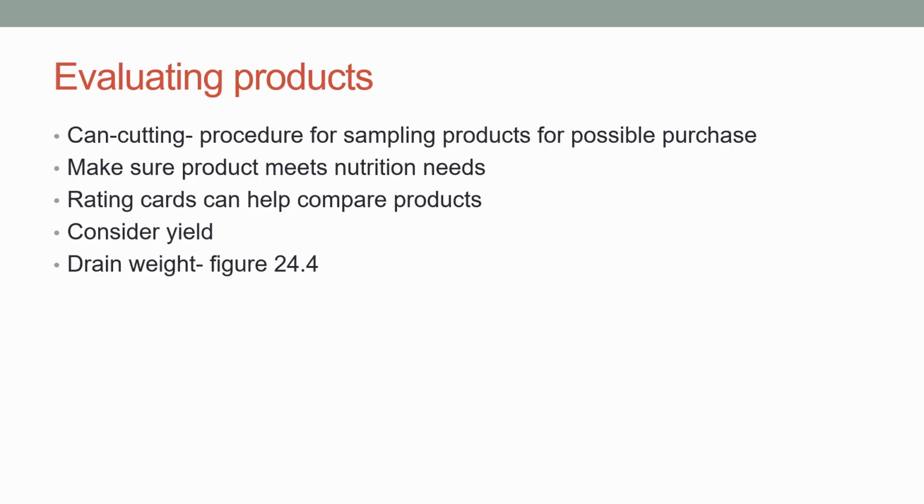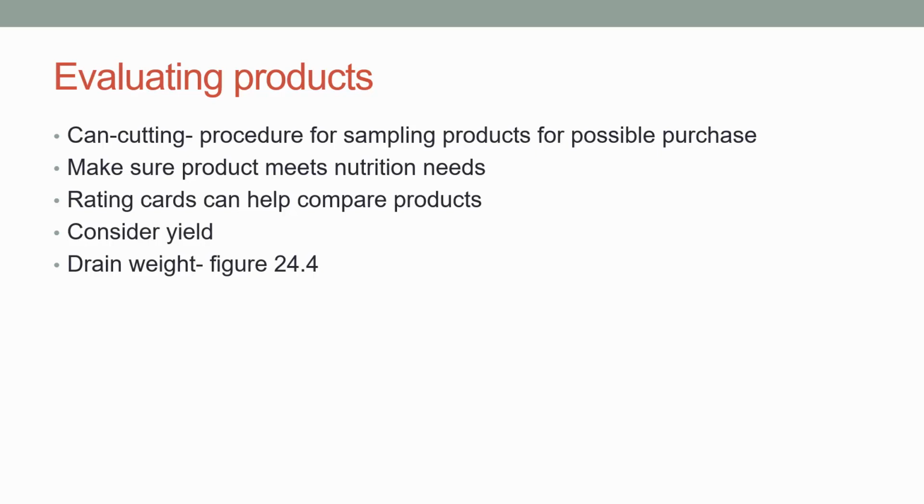So obviously that's really important. Sometimes you can use rating cards to help compare. If you've ever been at the grocery store and had 2 cans, it can sometimes be kind of difficult. You're like, well, this one has more sugar, but this one has more salt, but this one has this ingredient in it. And so it's not always easy to choose. So having those rating cards can really help you visualize the differences between those products.